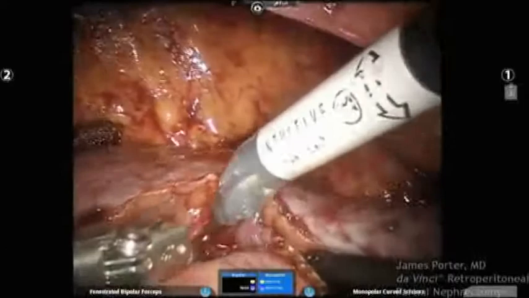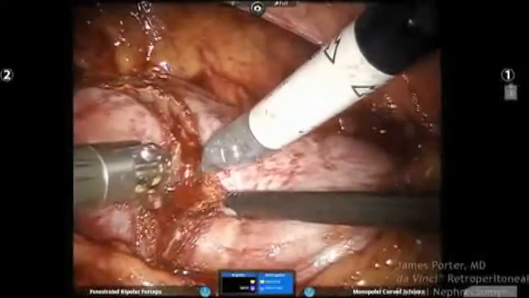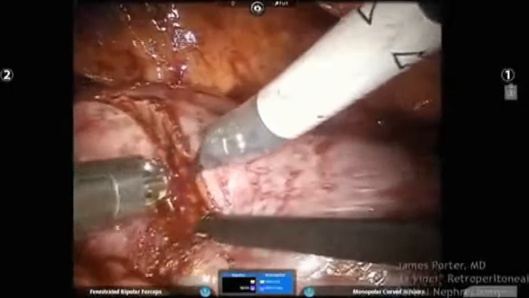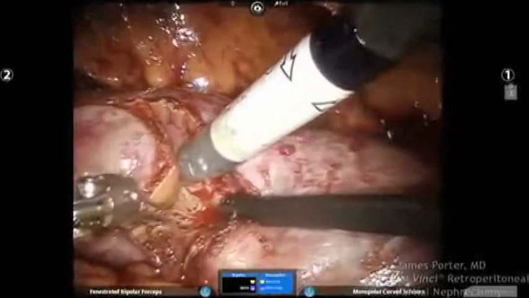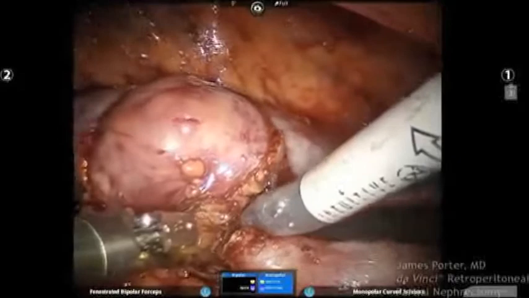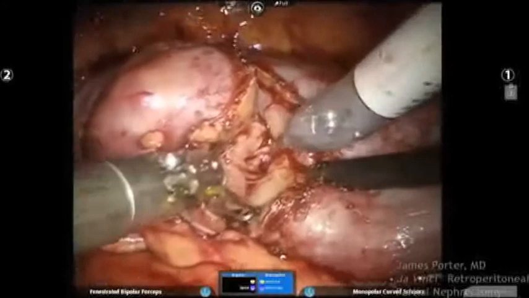How about up here? Anybody routinely use it? I don't tend to use anything. I think that you can visualize pretty well without routine use of indigo carmine. I usually don't, but for the deeper ones that on CT appear to be approximating the collecting system, I think there's little risk to giving it, and if it gives you an extra visual measure that you've reached your collecting system in the proper depth of your resection, I think it doesn't hurt, but not for the superficial ones.